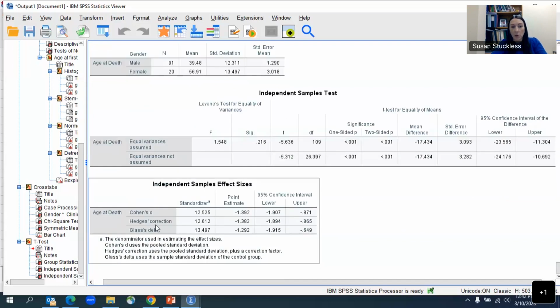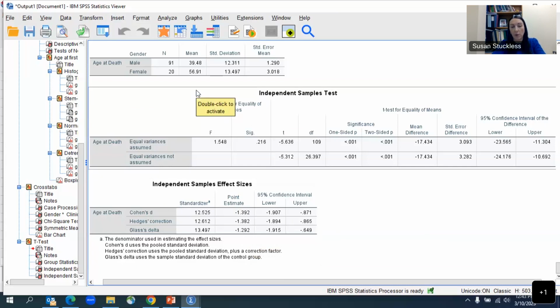And this is your effect size again, looking at the size of it, I guess. Cohen's d is one of the ones that's usually used within a t-test. And in this situation, if this is the estimate you're looking at, if it's 0.2, it's considered small. If it is 0.5, it's considered medium, and anything above 0.8 is considered large. So in this situation, we're saying that there is a strong effect size between age at death between males and females.